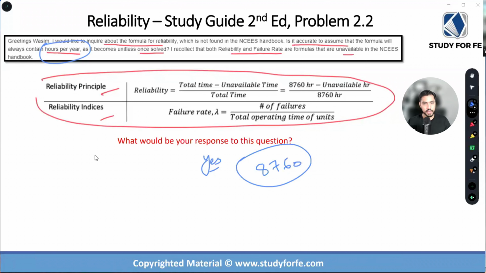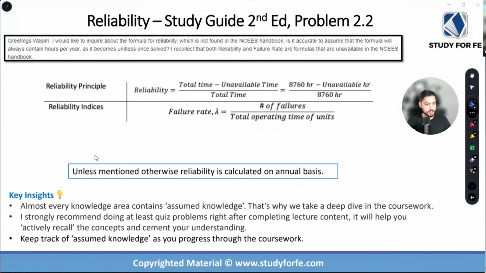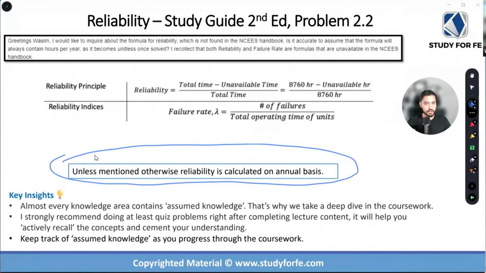Okay, so remember this. So the answer to this question, this is my response. This is the response that I provided to the student. And it's pretty simple, straightforward. Unless mentioned otherwise, reliability is calculated on an annual basis.